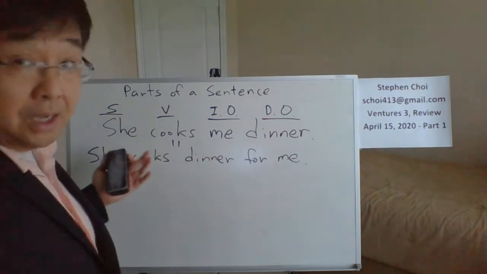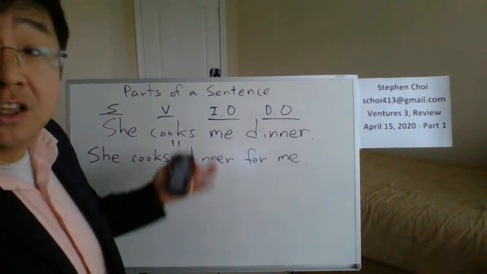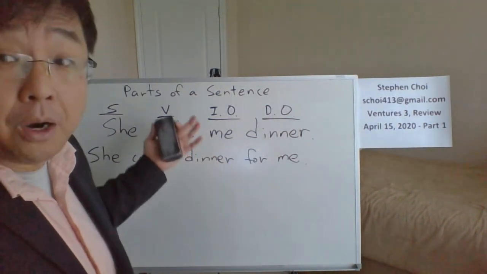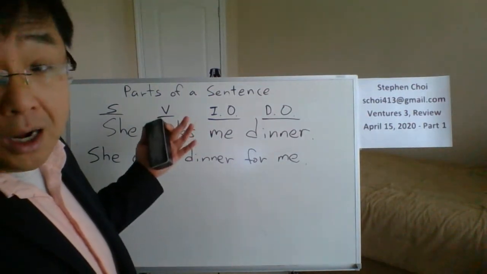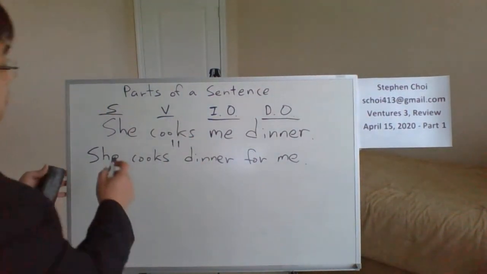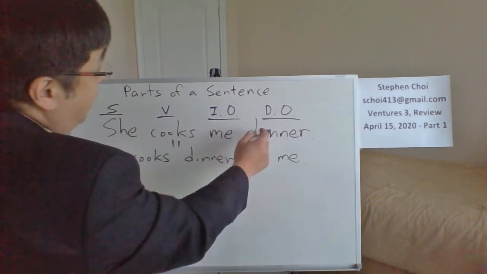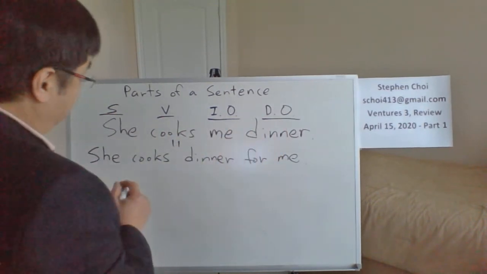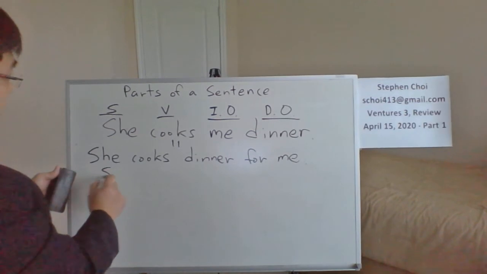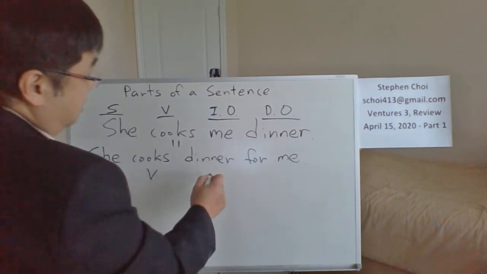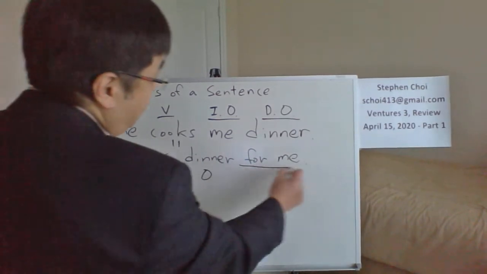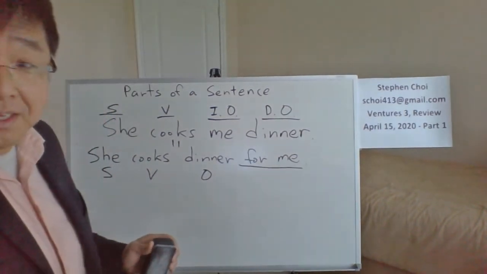Same thing. Okay, but what's the difference? The sentence structure. The parts of the sentence are different, right? So this one is subject, verb, object, object, right? Indirect object, direct object. But this one is what? This one is subject, verb. This is object. And what is for me?